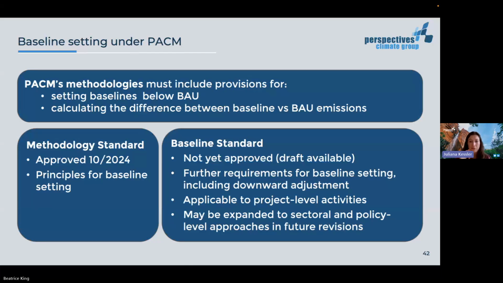And what I need to also mention here, this is now project level applicability. So for programs and sectoral and policy crediting, jurisdictional crediting, they will develop a different standard or tool in the future. Going to the next slide.